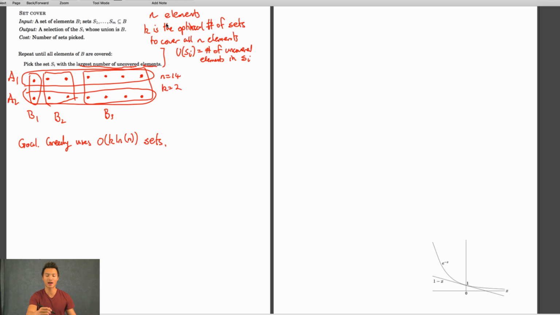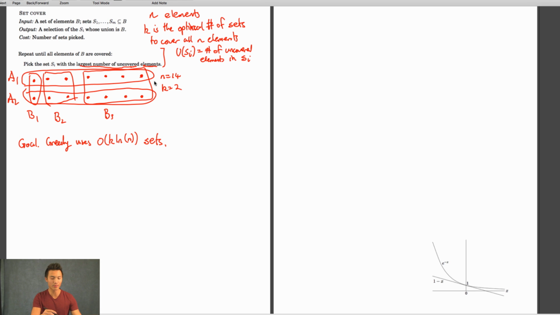And so I've defined that we have n elements. We have k as the optimal number of sets to cover all n elements, and u of Si is going to be the number of uncovered elements in Si, usually at some point in time, some iteration. So i is going to be the iteration at which we pick this set Si, right? So our goal is to prove that this greedy uses at most k log n sets.